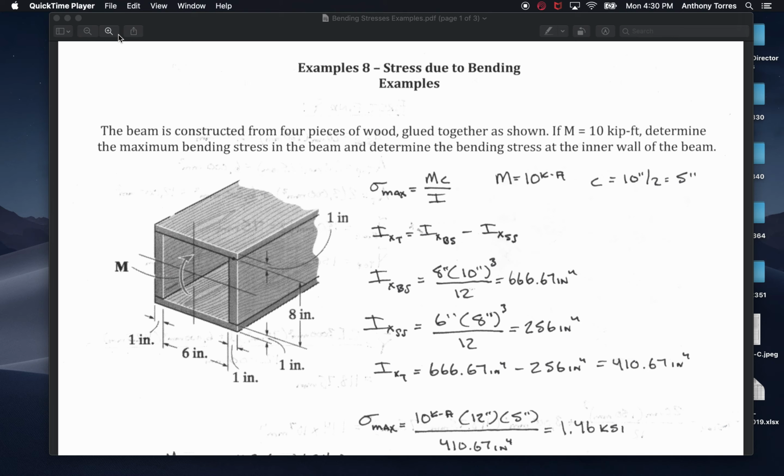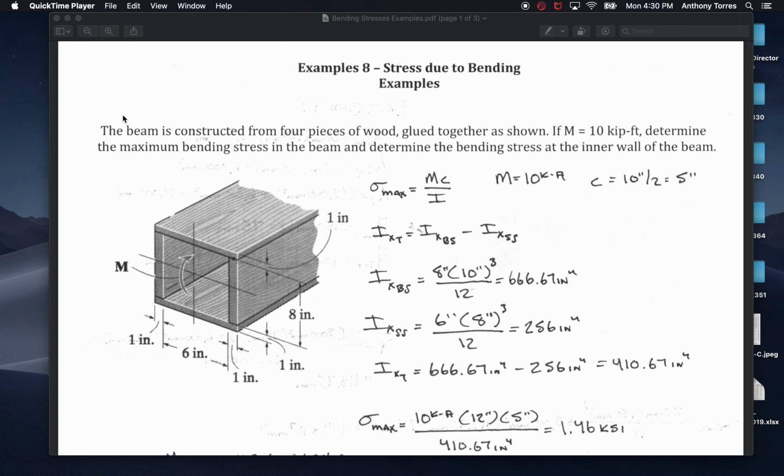All right, now we're going to go over additional examples on stress due to bending. This is the lecture that would normally take place on a Thursday, where we just solve more problems using the material we learned. So there's only three problems.